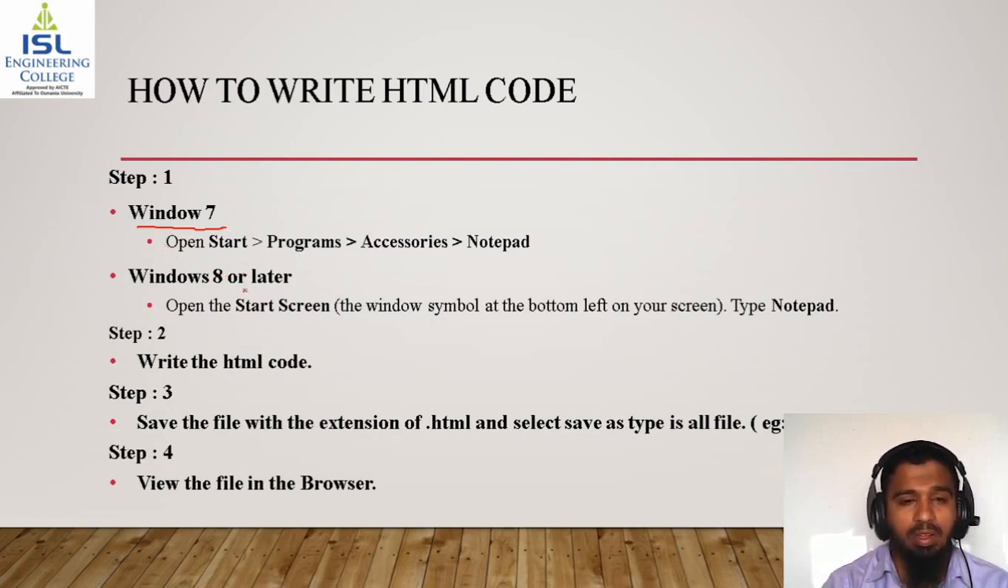First you open Notepad, then step two, write the HTML code, whatever HTML code you have, that you need to write here. Then step 3, save the file with the extension .html. Whatever file name you give, the extension should be .html, and select save as type: all files. For example, index.html, and save type is all files.